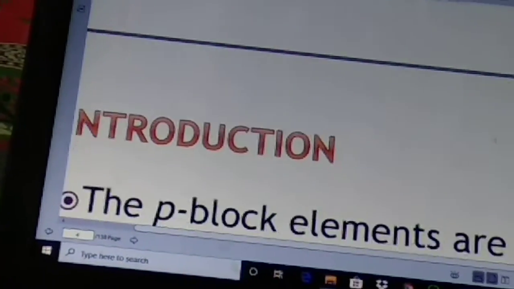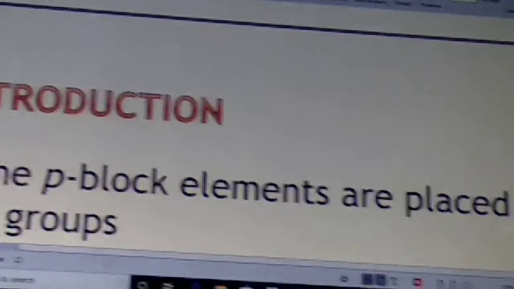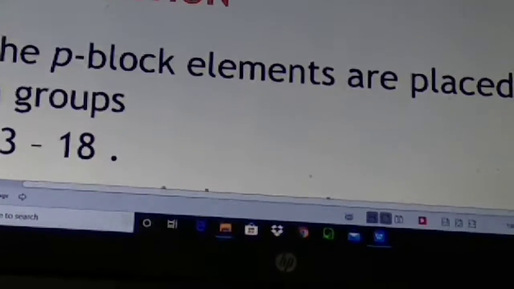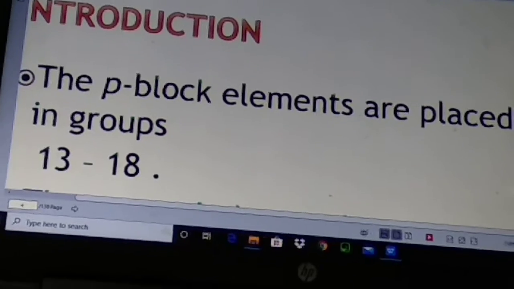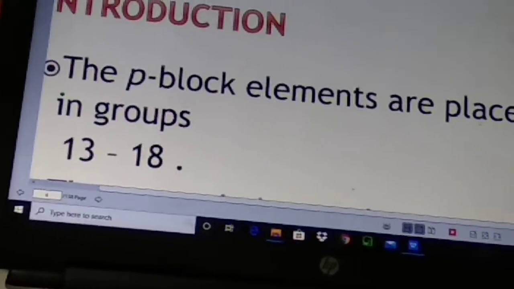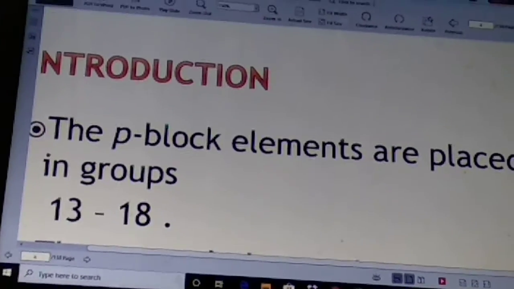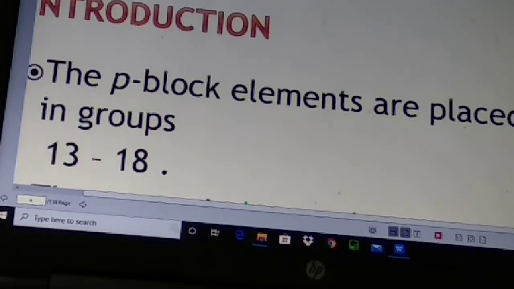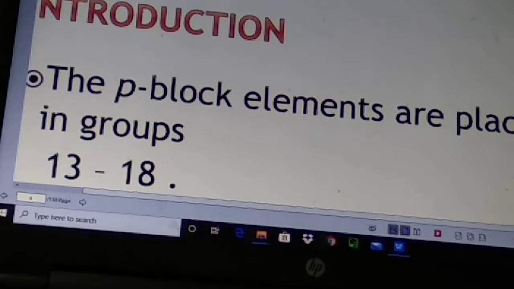Introduction, the P block elements. The P block elements are placed in groups 13 to group 18. This is the first thing. First of all, we have to know what is P block element. My dear students, P block elements are the elements where the last electron enters the p orbital. So first of all, we should know the definition of the P block elements. What is P block elements?